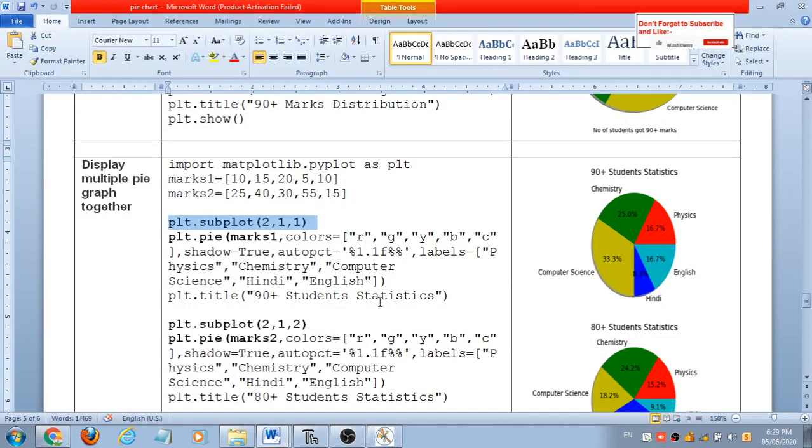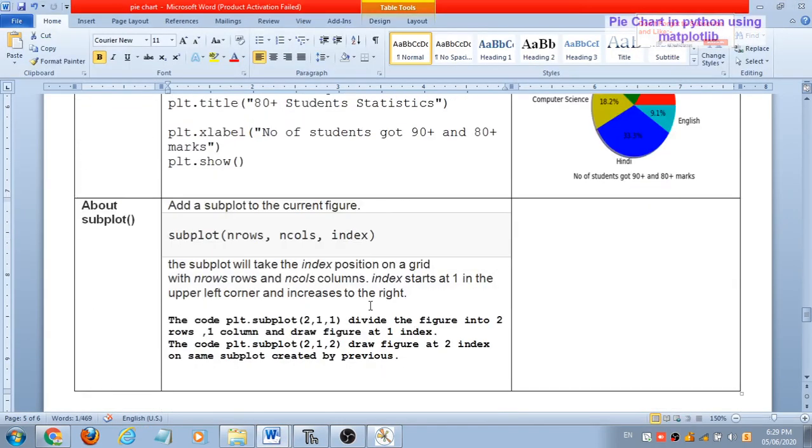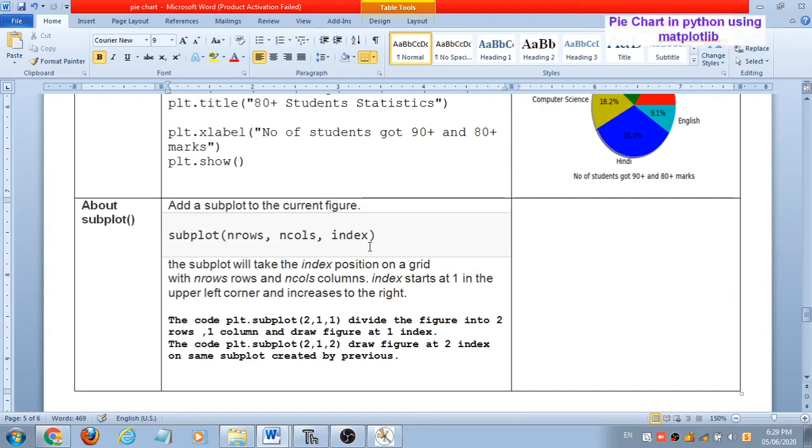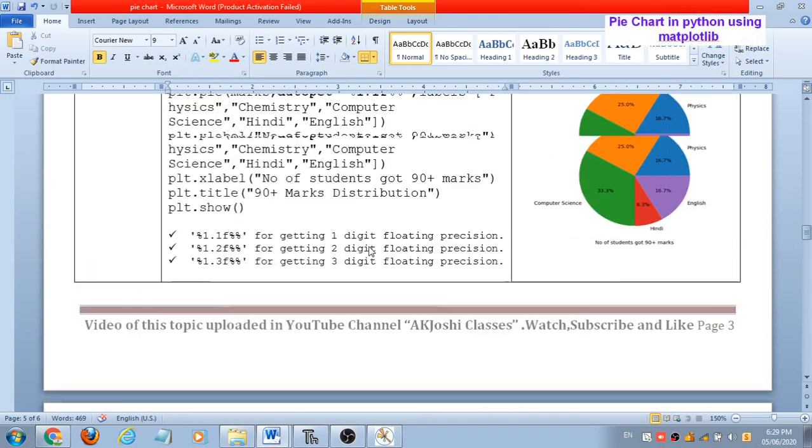So this is all about the pie chart. I also gave you the explanation of how you can use subplot. The subplot takes the index position on the grid, then n rows and n columns. It adds a subplot in the current figure, meaning it divides the current figure. So you can understand this. Okay, so that's all for this class. This is about the pie chart.